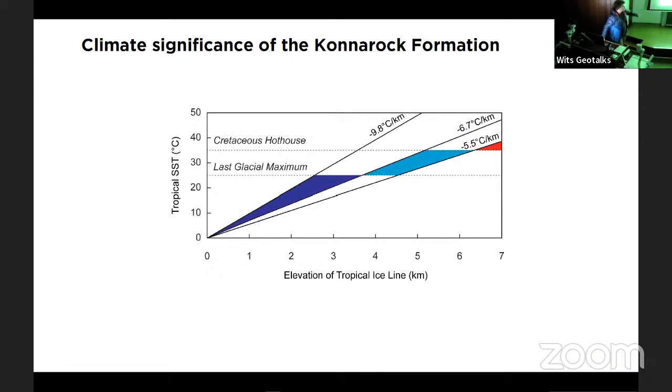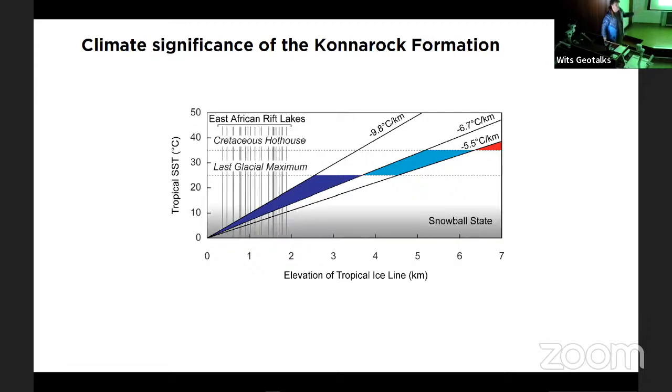And then the last case is, what's the maximum? Say we cool the planet dramatically so that it's cooler than the last glacial maximum. Then you can have lapse rates that are higher, at 9.8 degrees Celsius per kilometer, and you can have glaciers all the way down to sea level. And just for comparison, this is the altitude of major lakes in the East African Rift. Look, there are no major lakes at 4 or 5 or 6 kilometers altitude.